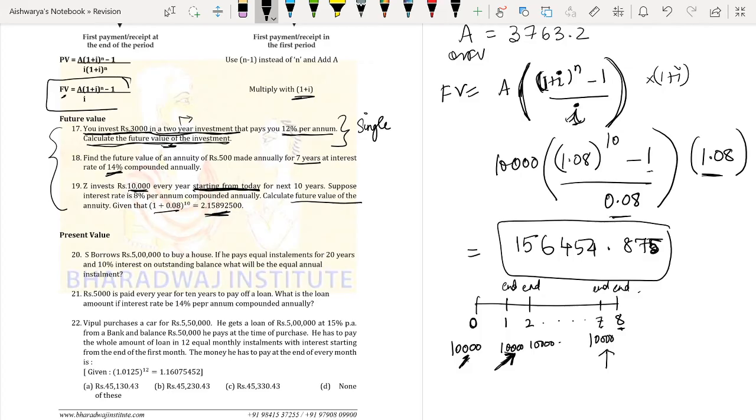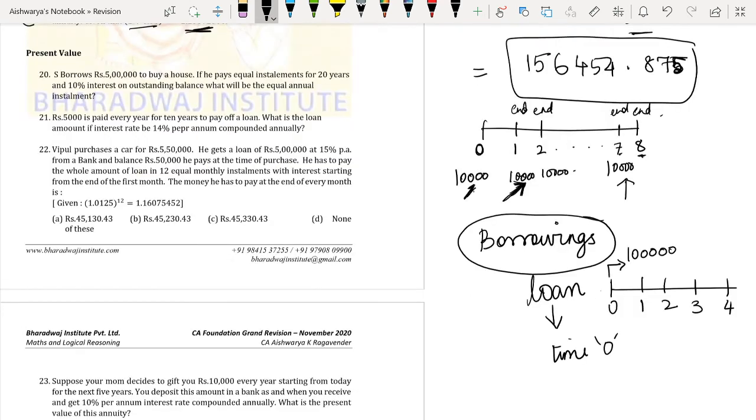Okay, so you have a graph 0, 1, 2, 3, 4. Suppose you have taken a 4-year loan. At time 0 you will be borrowing, let's say, 1 lakh. Then you will be repaying later, 1, 2, 3, 4. In the next 4 periods you will be repaying the loan. So how much installment should I pay every year? That is my question.